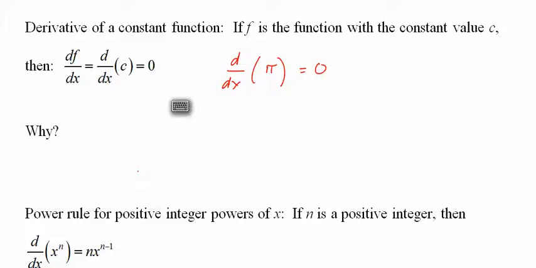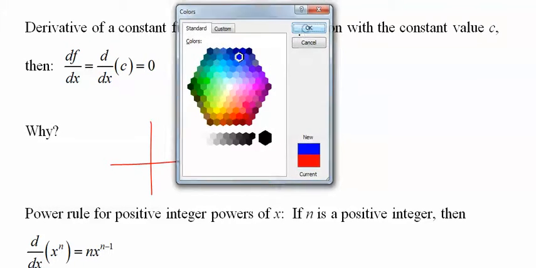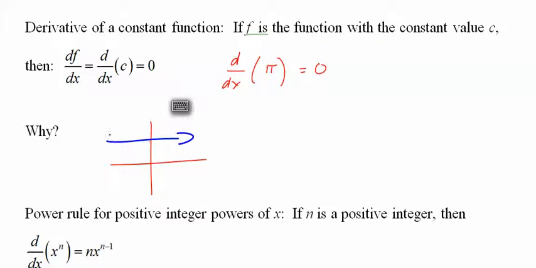How come? Don't forget what a derivative means. It is the slope, and a constant at, say, pi here, has a slope of 0. So the derivative is 0.